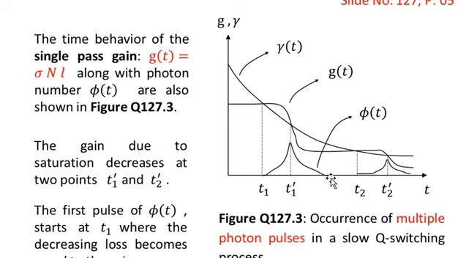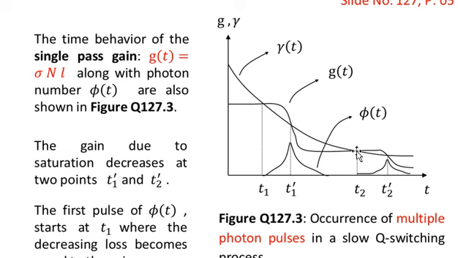So the photon number will decay and becomes zero. This is the process by which pulse 1 takes place. Pulse 1 is emitted after the time T1 and is peaked at a time T1 prime. After that, if you keep on observing the gain curve, you see that the gain curve then stays constant, but lower than the value of the net losses.